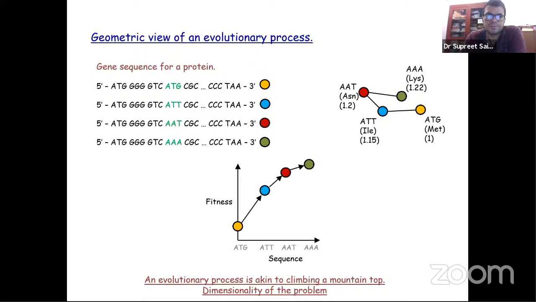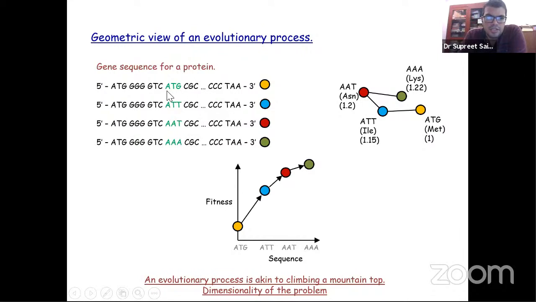What we want to do is view this process in a geometric context. There was a framework proposed by an American geneticist, Sewall Wright, in 1932, which is called the fitness landscape. The way you can think of it is, imagine that you have a gene sequence which encodes for a protein, and this protein is really important, and you have 4 such variants.